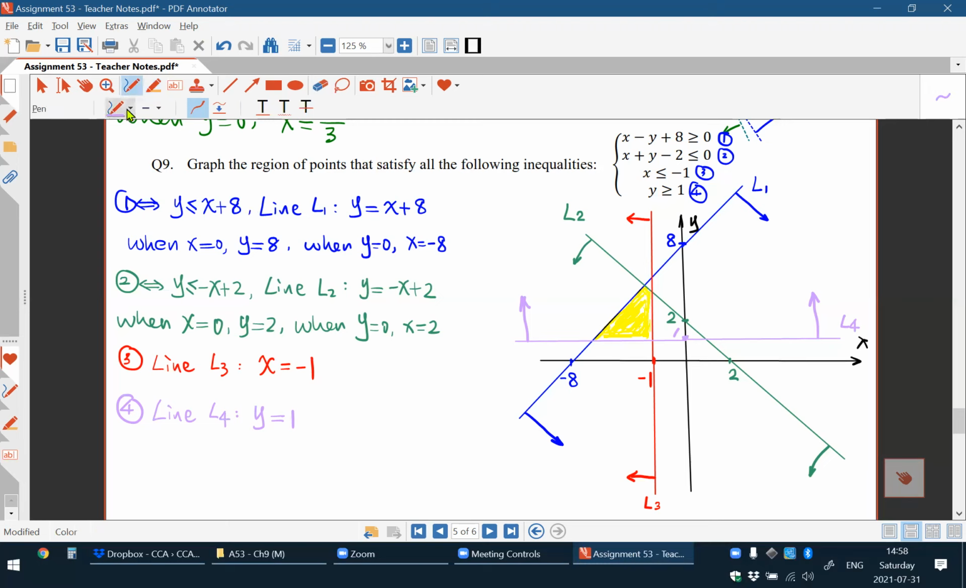Okay. And note that it is recommended that you also label this point here, because if you don't label it, it's a little confusing that you don't know whether this intersection point is to the left of the red line or to the right. So what is the coordinate of the intersection point here? Intersection point, let's call it P.